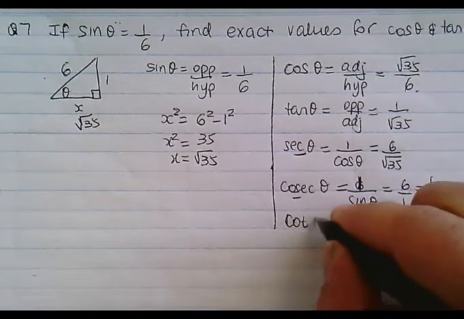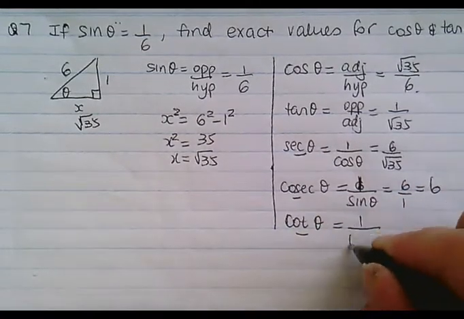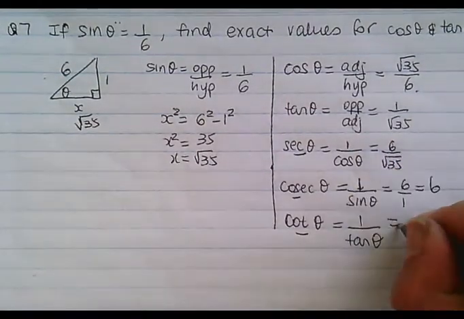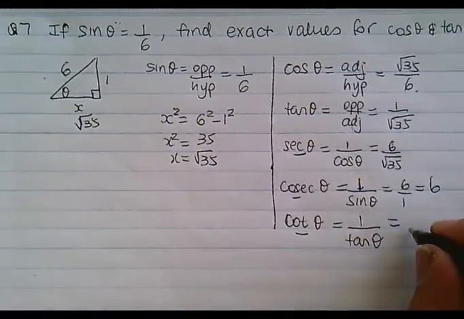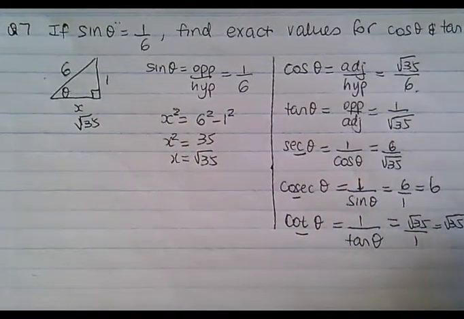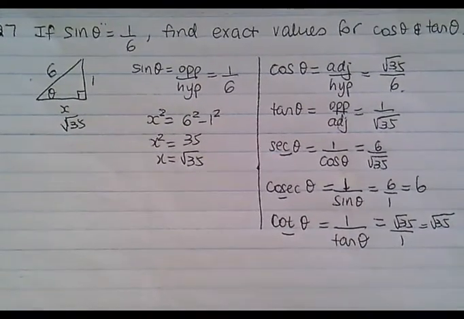And cot theta is the reciprocal of tan theta. So that's how we show that it's the reciprocal of tan theta. So it's root 35 over 1, or just root 35. Okay? So we also did these 3 additional ones.